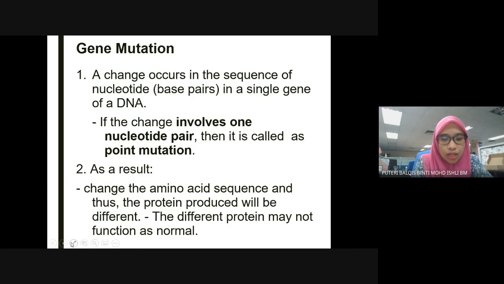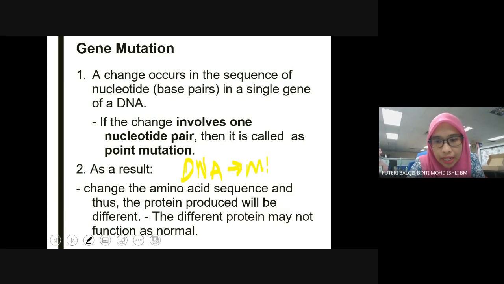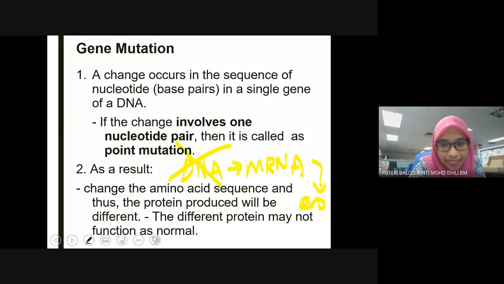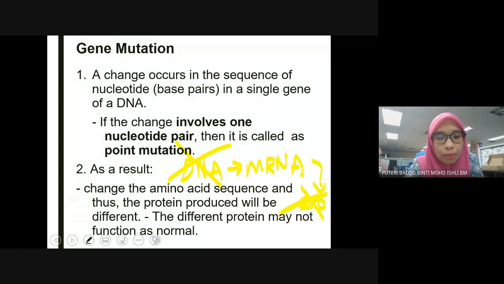So, bila kita dah tukar DNA, macam awak tahulah, DNA kita tahu kan central dogma. DNA kepada mRNA, mRNA kepada amino acid, kepada protein. So, bila kita dah tukar, ada perubahan dekat DNA, amino acid pun akan berubah. So, protein pun akan berubah. Okay, that is gene mutation.